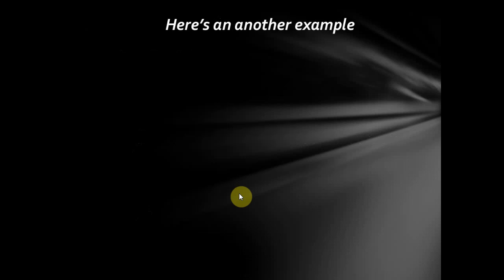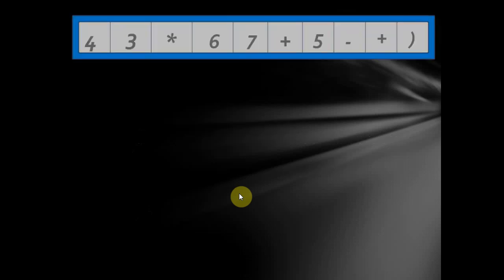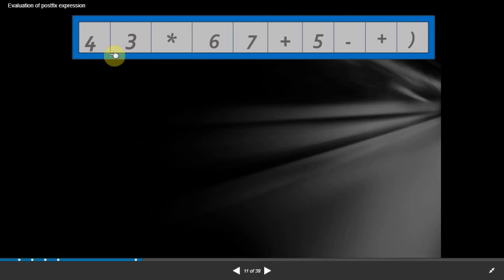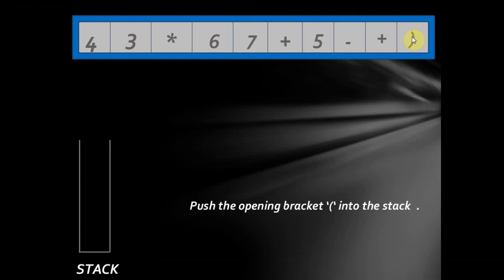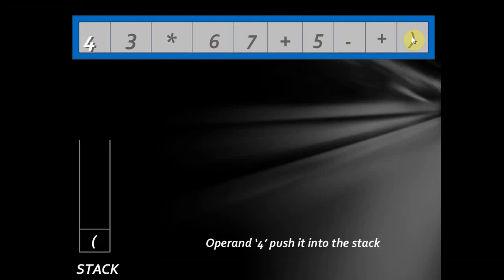So let's discuss this concept with an example. Suppose this is the input: 4, 3, asterisk symbol, 6, 7, plus, 5, minus, plus. Ignore the extra part they have given. Initially assume that the stack is empty.